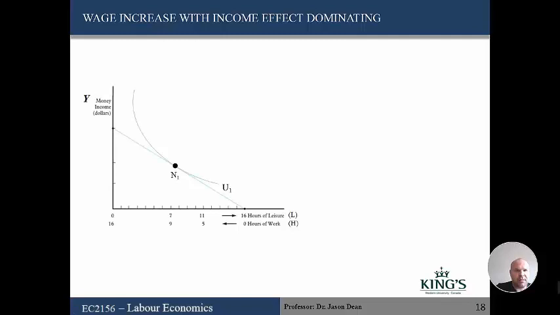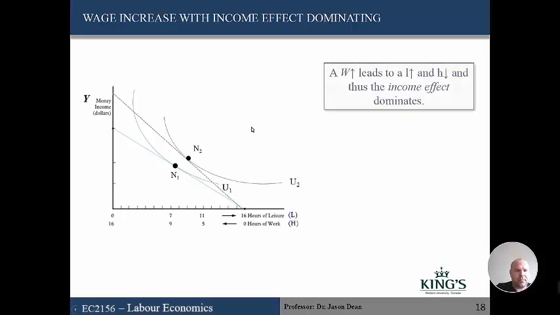Here's another example, but in this example we're going to show the income effect dominating. So this person is optimizing here. They're facing an increase in their wage. They're going to choose to optimize here at N2. Okay, so this is different than before.